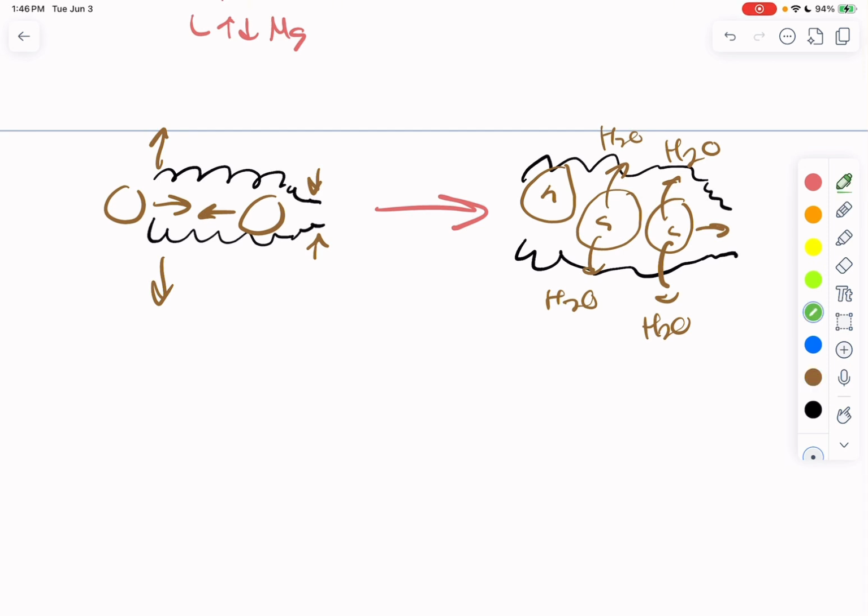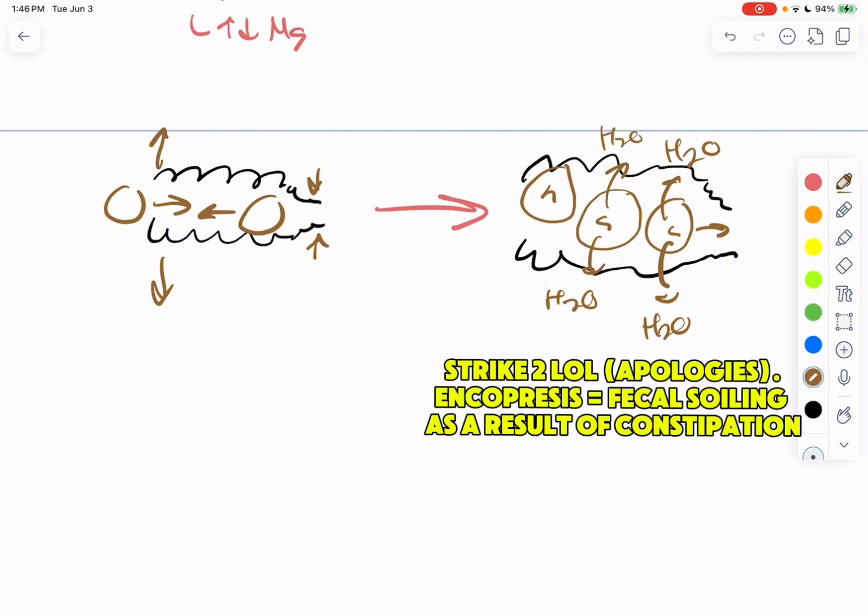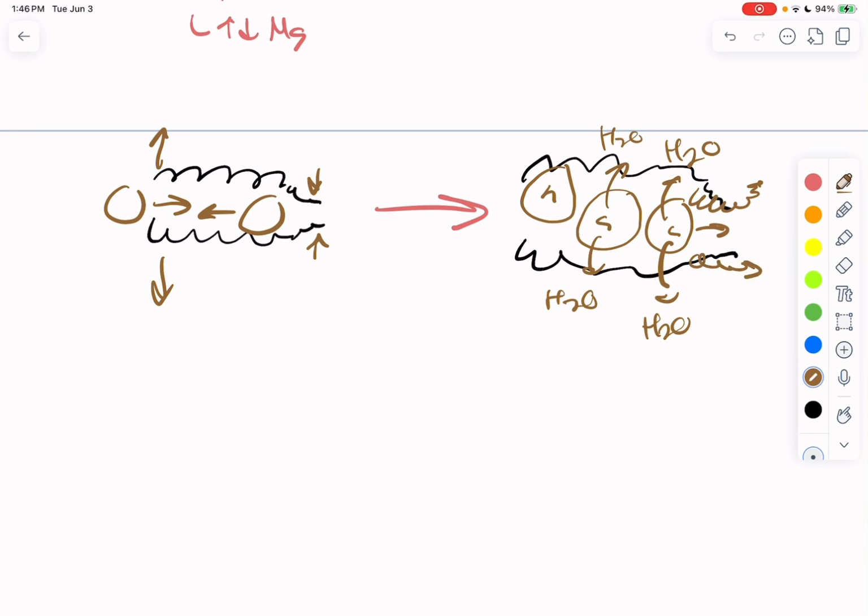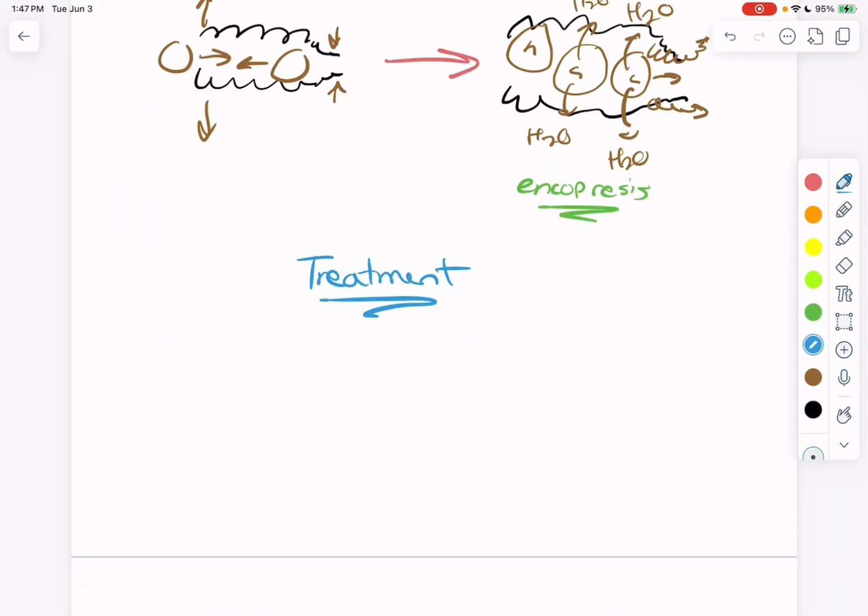And unfortunately, what can sometimes happen is if there is liquid material surrounding these harder stools, these can sort of pass on their own due to the impacted stool that is present in the colon. So that is called encopresis. Encopresis. This is a sign that there is massive constipation or massive backup of stool that needs to be treated pretty much immediately.